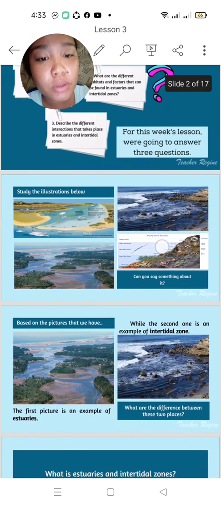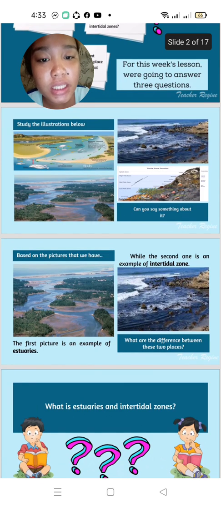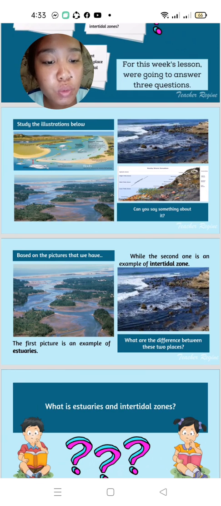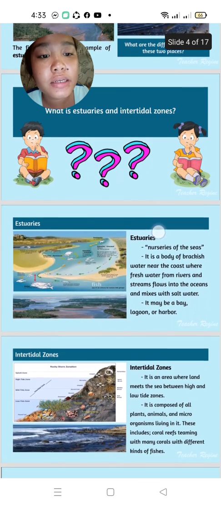We also have pictures here. As you can see, picture 1 is the first example, of estuaries, while picture 2 is the example of intertidal zones. So what are estuaries and intertidal zones?